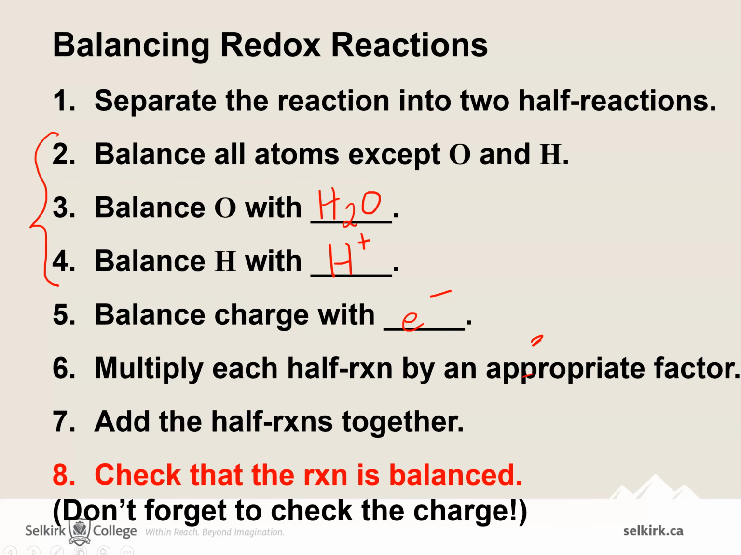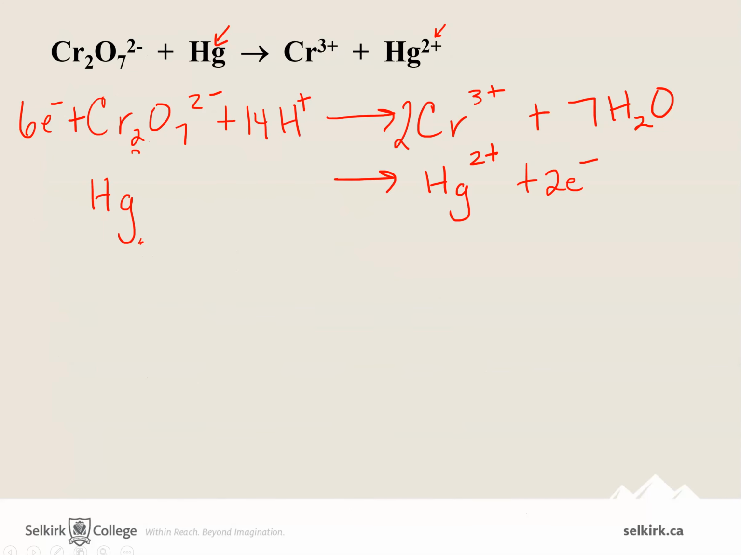Number 6 says, multiply each half reaction by an appropriate factor. What's an appropriate factor? Let's look at the example. In my final redox reaction, I should not see any electrons left over. I want to make sure that the number of electrons in on one side is the number of electrons out in the other half reaction. So what I need to do is find what the mathematicians call the least common multiple of 6 and 2. That would be 6.